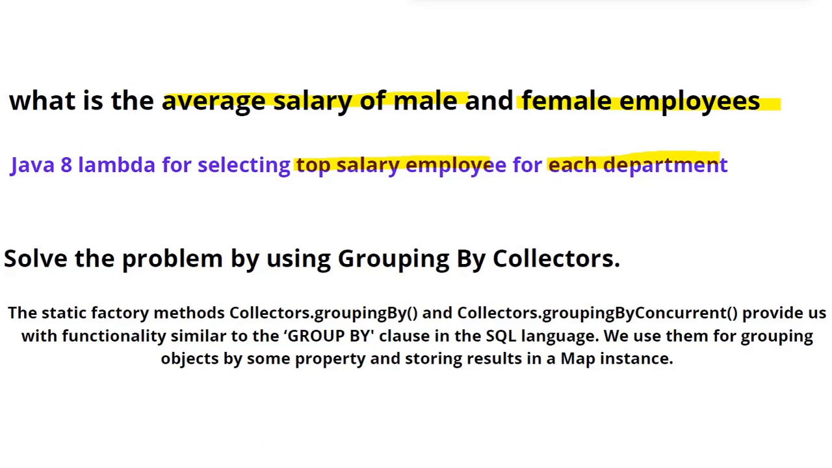groupingBy and groupingByConcurrent provide us with functionality similar to the GROUP BY clause in the SQL language. We use them for grouping objects by some properties and storing the result in a map instance. These new features were added in JDK 8 inside the Stream API. Now we will check both problems in practice. I'll move to our IDE.